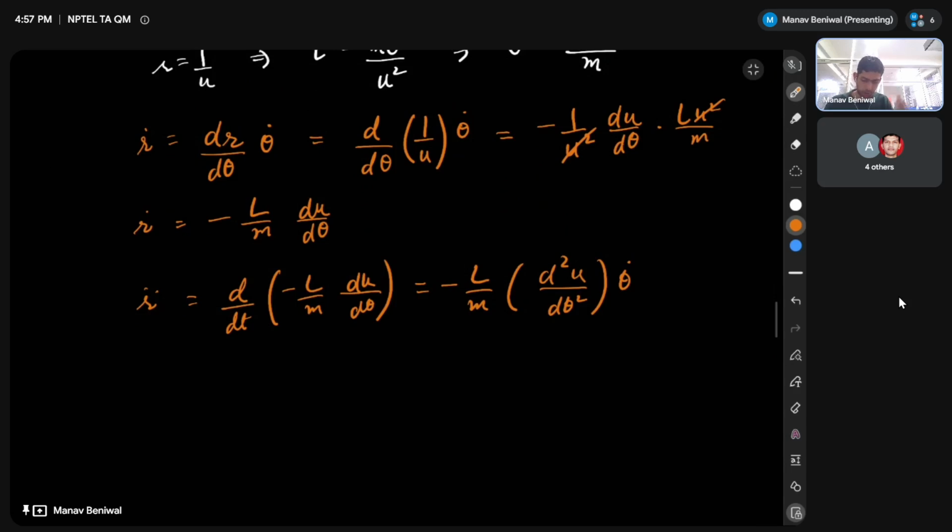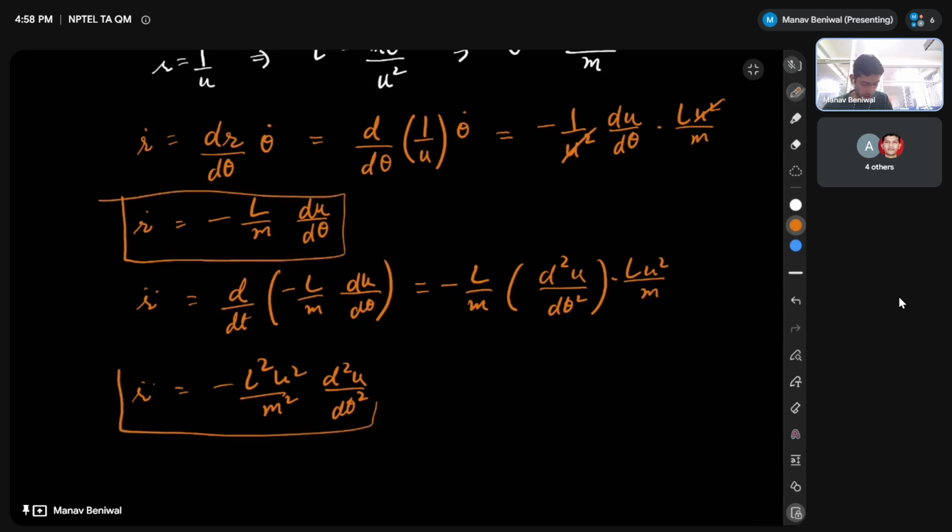And then I can substitute for this theta dot. I can again write this as Lu squared over m, and my r double dot becomes minus L squared u squared over m squared d2u by d theta squared. Okay, so this is my r dot and this is my r double dot. So you can see I have replaced my time derivatives. So left hand side are the time derivatives and right hand side are now theta derivatives, right? So from time I have successfully gone to theta.